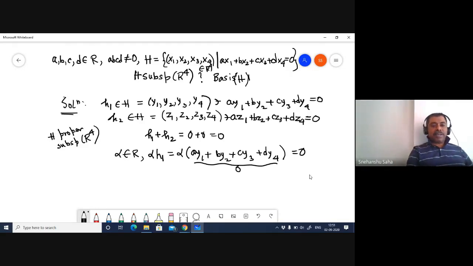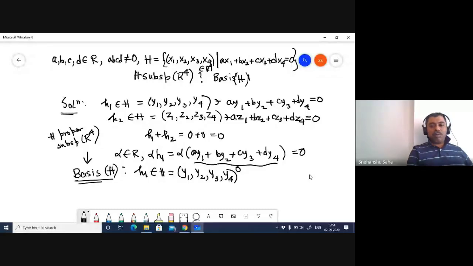Okay, the next question is, can we find a basis of such a vector space H? Now I take an arbitrary vector H1 which belongs to H, and I know that the way it looks is Y1, Y2, Y3, and Y4.